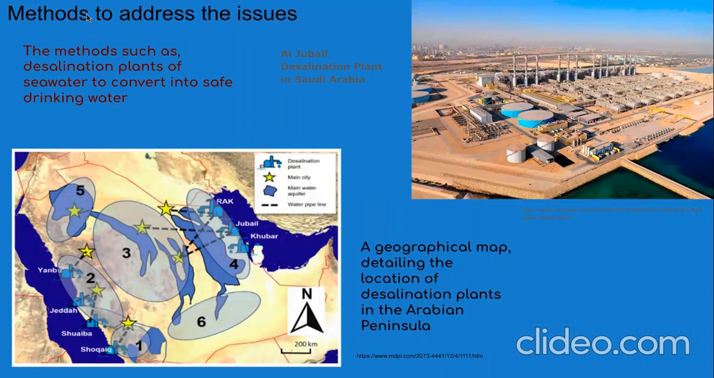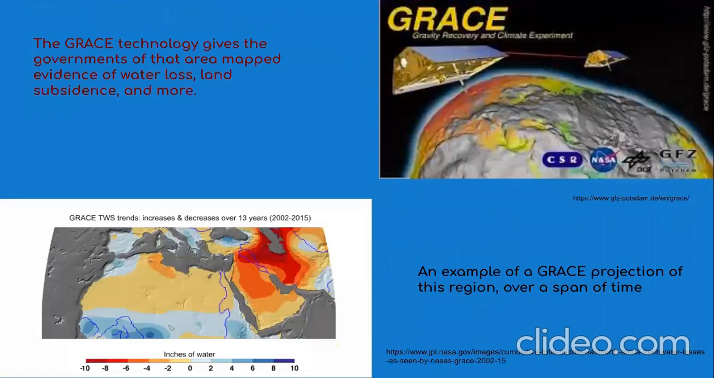So in order to address the issues of the aquifer that the region is having, they have taken steps to not rely on the aquifer as much by doing things like desalination plants, like pictured here in Al Jubail, which is in Saudi Arabia, one of the wealthier areas. And you can see here on this geographical map diagram that shows plants along the Arabian Peninsula. So with desalination, it's just taking the seawater and removing the salt and making it safe for human consumption and drinking. So that's a big thing, but it is very costly.